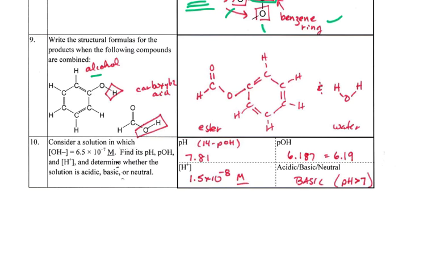Well, I have an alcohol and a carboxylic acid, so I'm going to make an ester, just like we did in class. Acid and alcohol make an ester plus water. Now, where do they go?